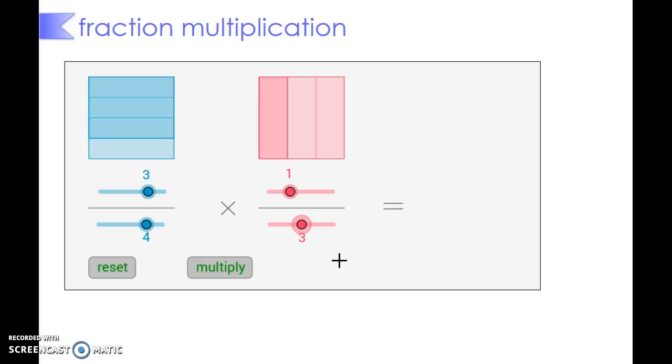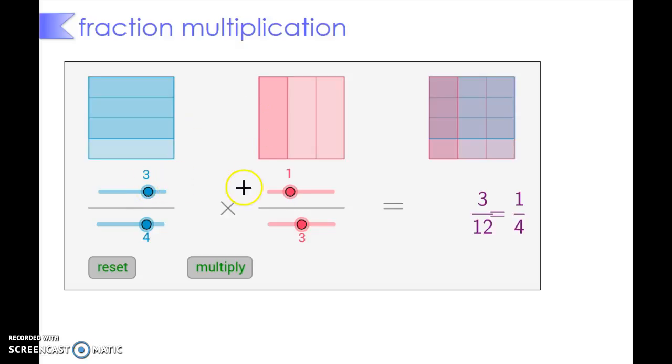Alright, now that you've had a couple seconds to try and work out these problems for yourselves, let's go ahead and check out the answer. The answer you should have gotten when you multiplied 3 by 1 should have been 3, and then 4 times 3 should have been 12. Then you can simplify that down to 1/4. Again, you can see up here visually, we have 3 purple boxes out of a total of 12.